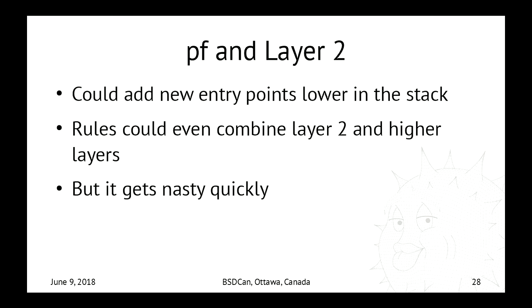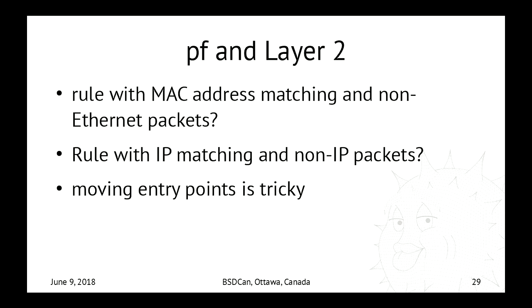So could we add new entry points lower on the stack into pf? Maybe. I think that gets nasty. We could have rules that combine layer 2 and IP information to filter on. However, problem. What are we doing with a rule that refers to MAC addresses, which actually is not Ethernet? Because pf works at the IP layer and might see packets on non-Ethernet interfaces. What do we do? What are we doing with the rules that want to match on IP addresses and deal with a non-IP Ethernet packet?